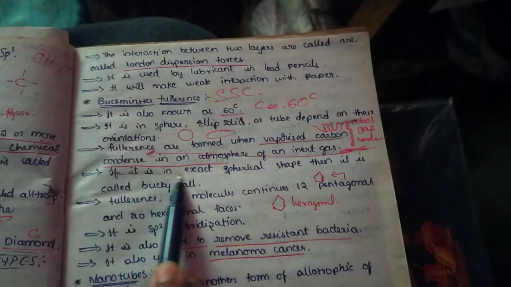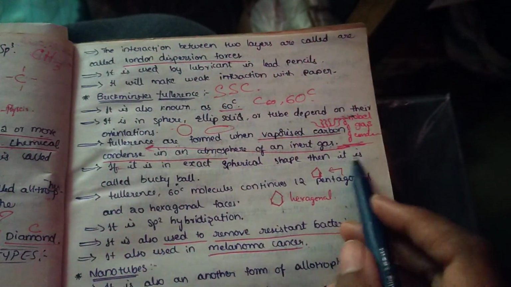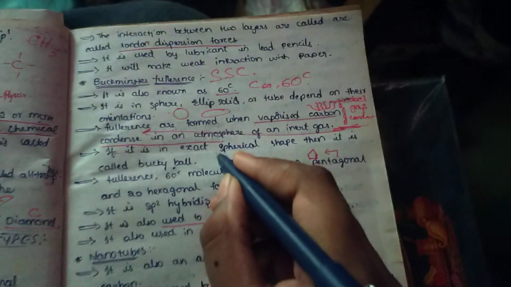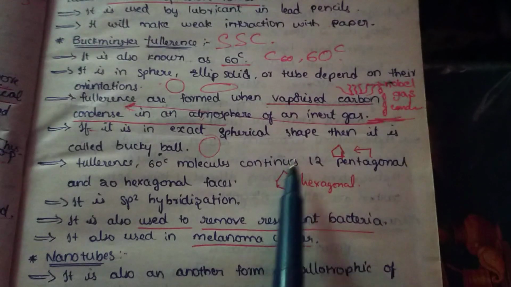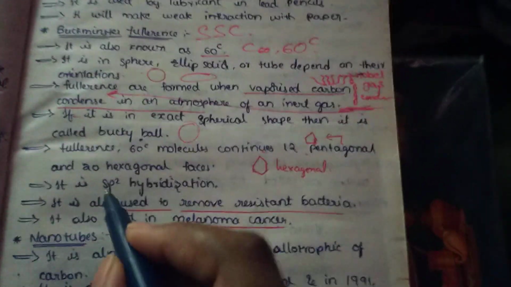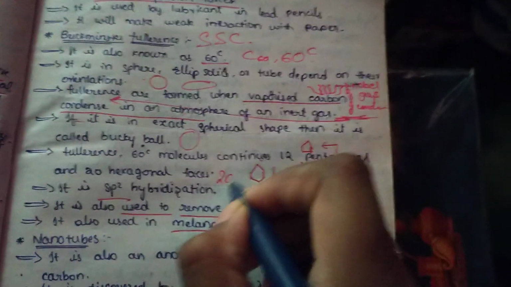And next, if it is an exact spherical shape, then it is called a buckyball. It is exactly a sphere shape. A sphere is not exactly a circle, but it is an exact sphere. The C60 fullerene molecule contains 12 pentagonal and 20 hexagonal faces. So it is sp2 orbitals, which means it's 2D.